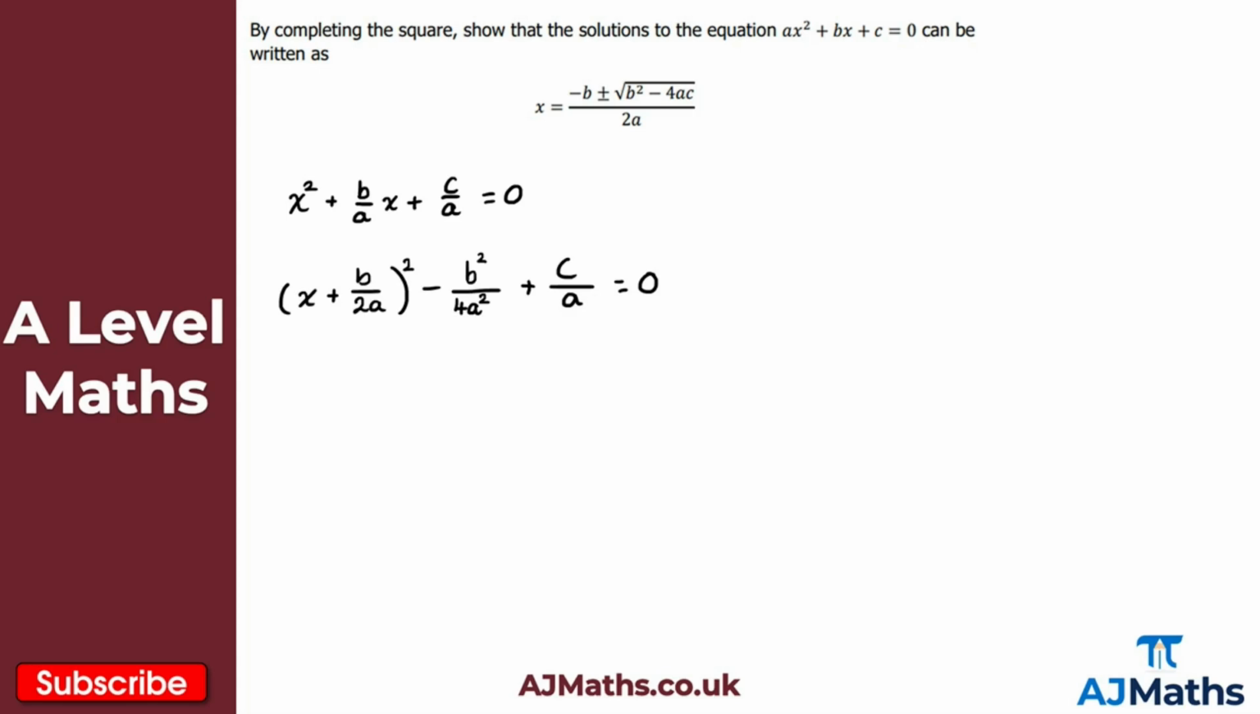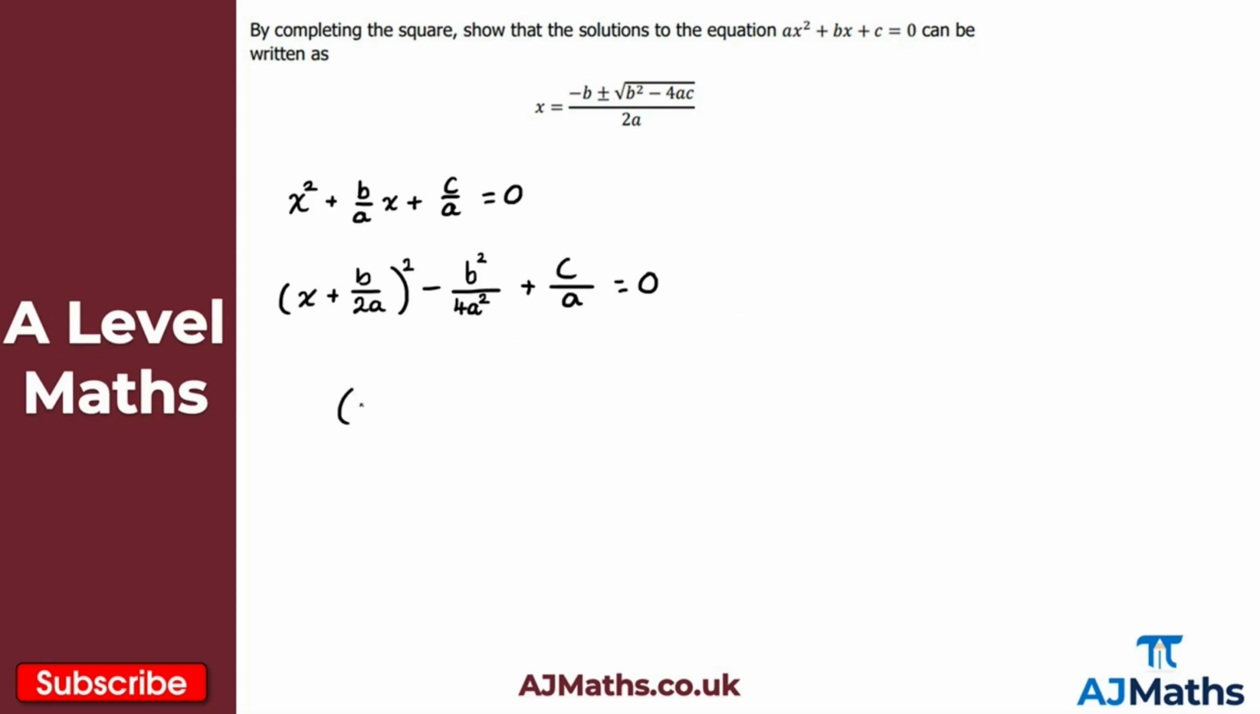So where do we go to next? Well, what I'm actually looking to show here is that the solutions to this quadratic equation are equal to this. So what I want to do is just rearrange for x. So we need to get rid of this part here, this minus b squared over 4a squared plus c over a. So what I'm going to do is just take that to the other side.